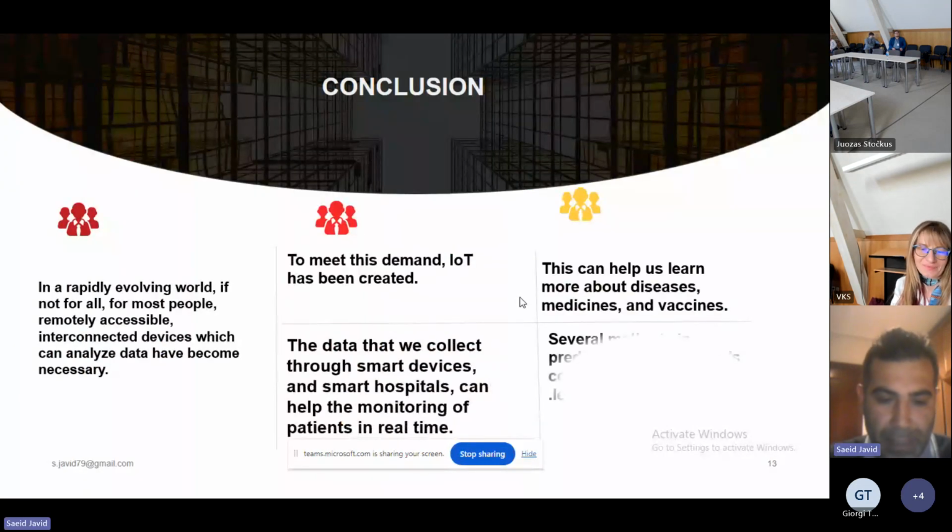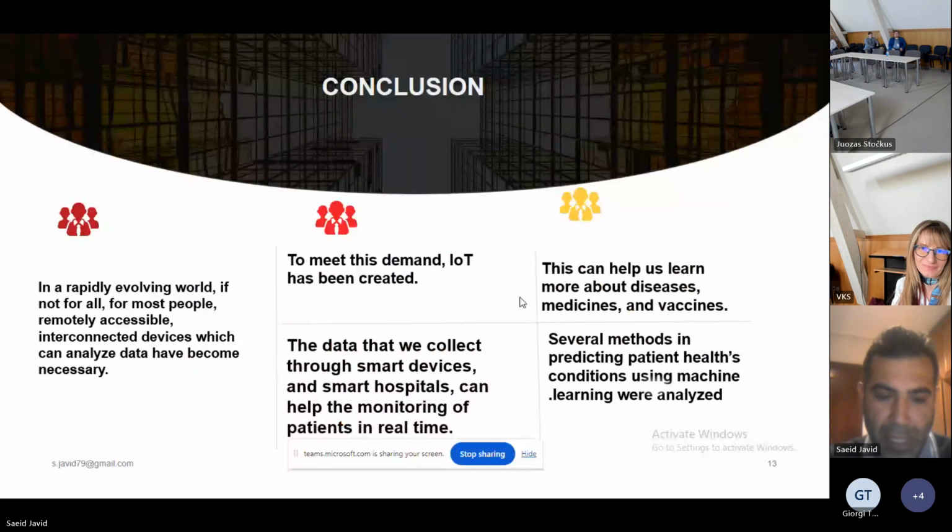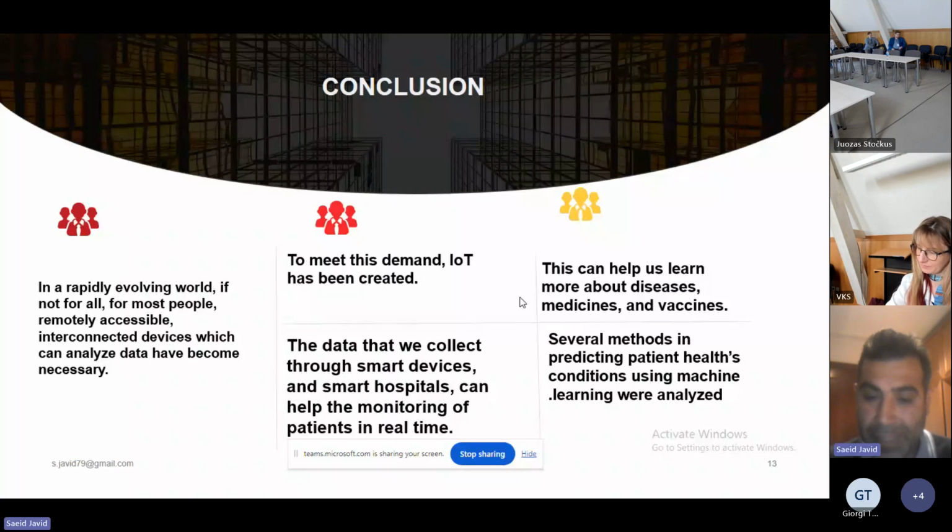In a rapidly evolving world, if not for all, for most people, remotely accessible interconnected devices which can analyze data have become necessary. To meet this demand, IoT has been created.